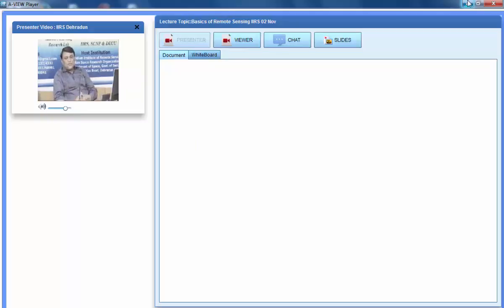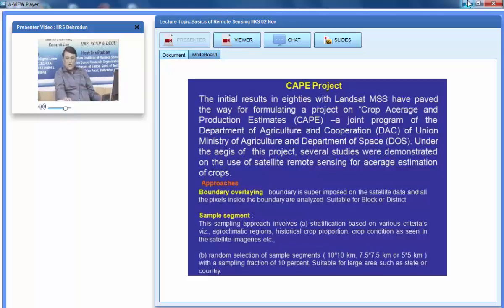So the CAPE project was started in collaboration with the Department of Agriculture and Cooperation, Ministry of Agriculture, and the Department of Space. Under this project, several attempts and methodologies have been developed and demonstrated for the use of satellite remote sensing in acreage estimation. So there are mainly 2 approaches which have been implemented for crop acreage or crop discrimination exercise. One is the boundary overlaying approach.